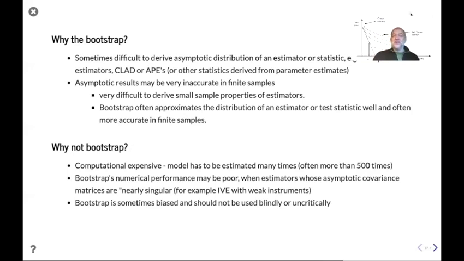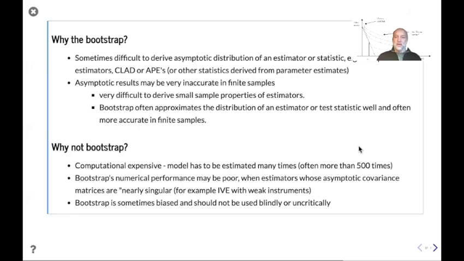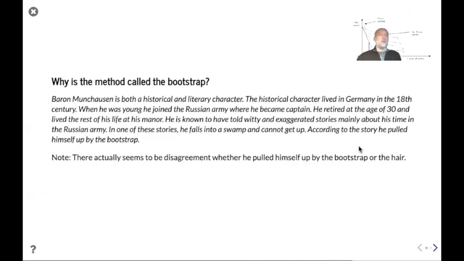The bootstrap is sometimes biased and shouldn't be used blindly or uncritically, but oftentimes it's a very good approximation. Also, for panel data, of course, you don't want to use the same type of bootstrap as you would for cross-sectional methods. Okay, so just briefly, the idea is you essentially use the data set as your data generating process. You draw with replacement from that data set, and then you estimate your parameter for each of these bootstrap samples, so you get a distribution of that parameter estimate.